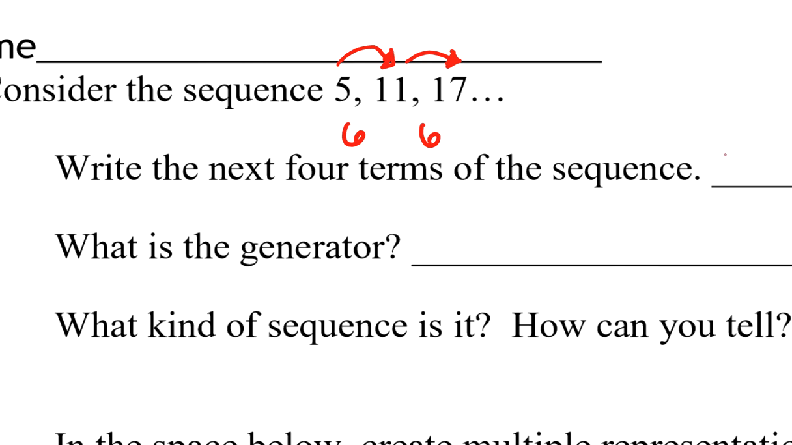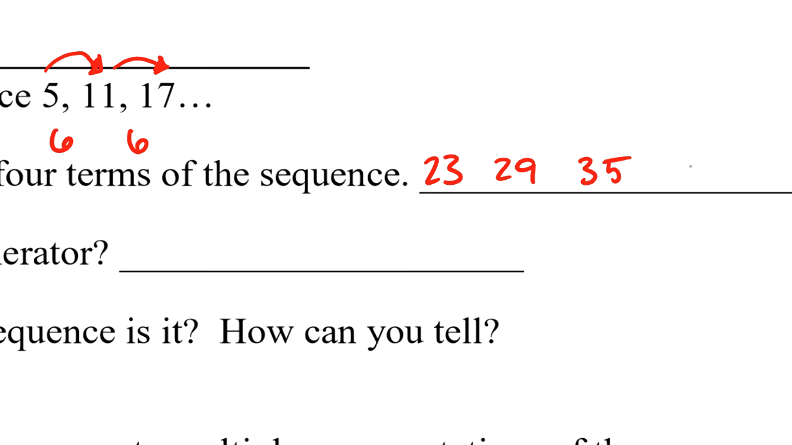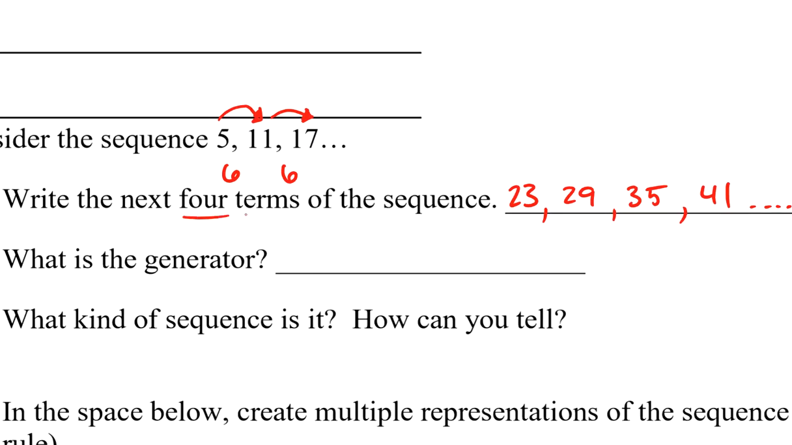After 17, 17 plus 6 is 23. 23 plus 6 would be 29. 29 plus 6 is 35. And then the next one, 35 plus 6 would be 41. So these are the next 4 terms in the sequence. And it does go on. It doesn't stop there, but it just said what are the next 4 terms in it.